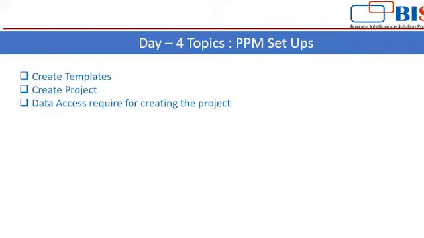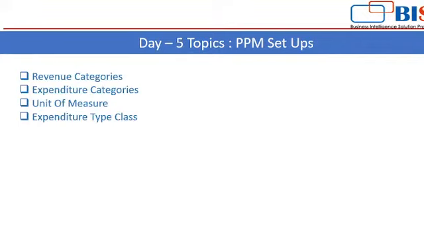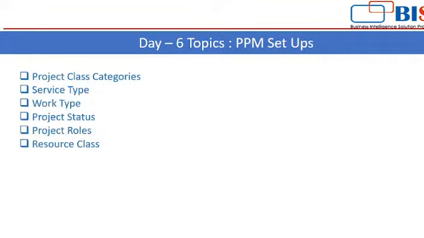Then we have seen how to create the revenue category, expenditure category and unit of measure, and how to assign all three of them while creating the expenditure type class. Then we have seen how to create the project class category, service type, work type, how to create the project status and link it to the system status, and how to create the workflow structure.